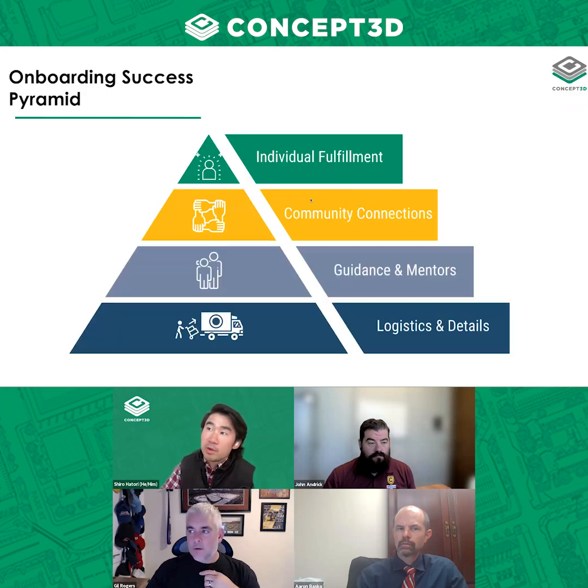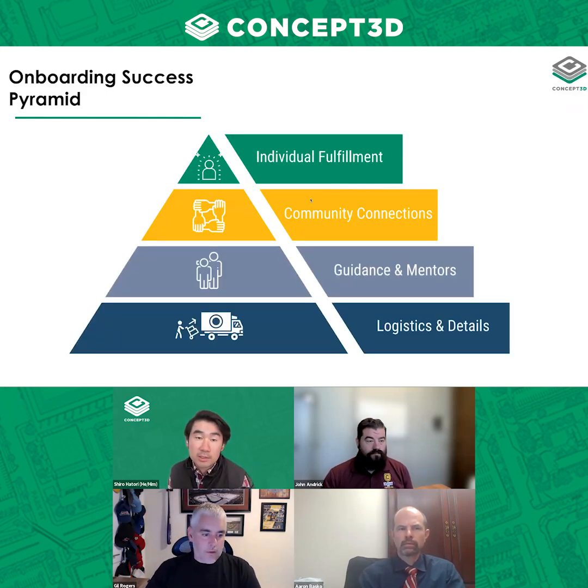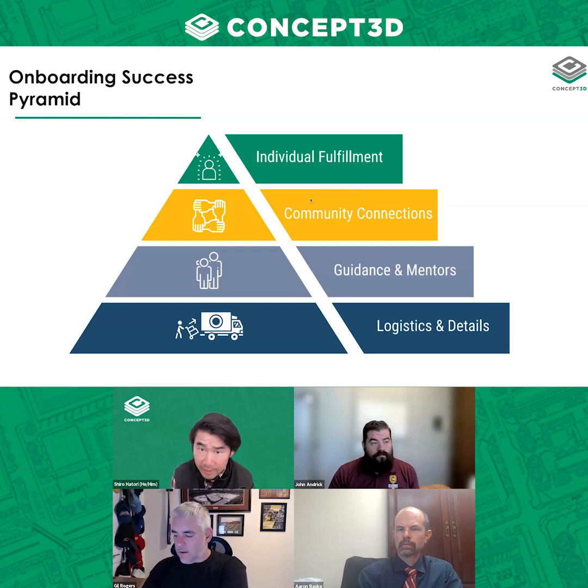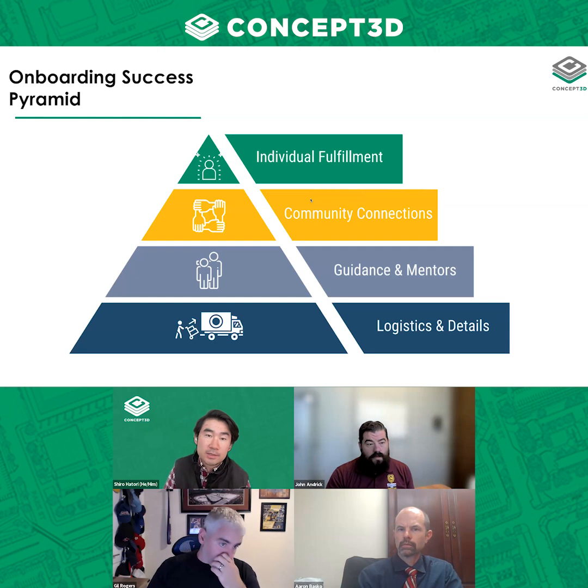And with that, we recently developed a white paper on student onboarding and student retention success. And we came up with this framework, which is based on Maslow's hierarchy, but shifted towards student needs. So we call this our onboarding success pyramid. And at the very bottom, right, we have logistics and detail. This is basic needs like residence, housing, food, water, understanding of space and place.